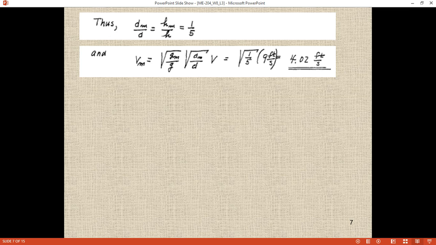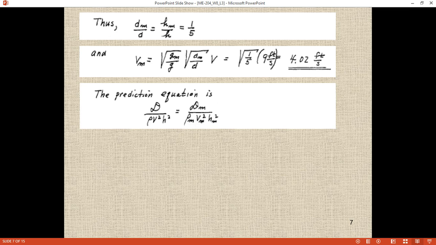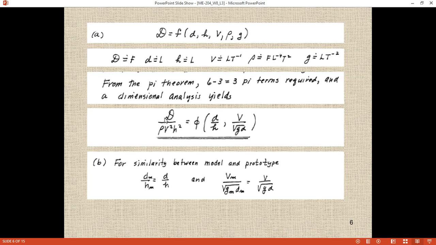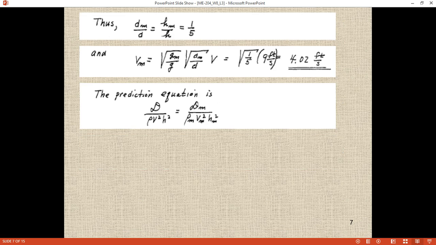The third part is to find the relation, to predict the equation for the drag force on the prototype in terms of the drag force of the model. Here the third term we have used; you can see this is our third term. This is written for the prototype, and now we are going to write it down for the model. So this is for the prototype and this is for the model. This is the drag force that we have to determine in the form of dm.